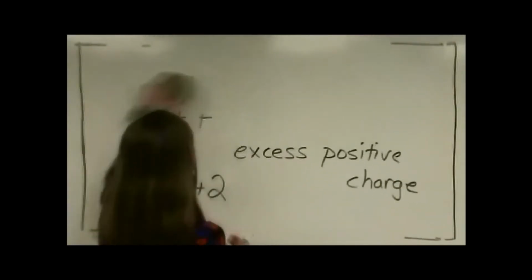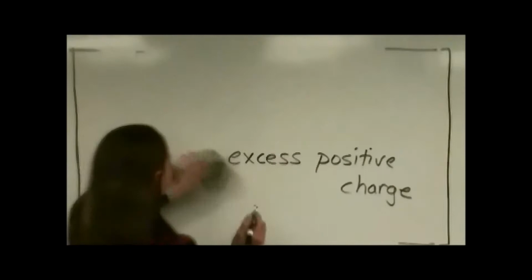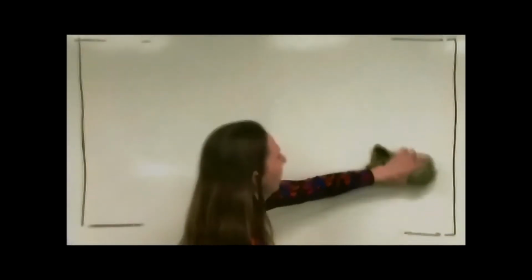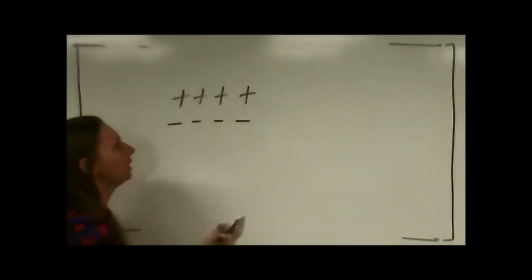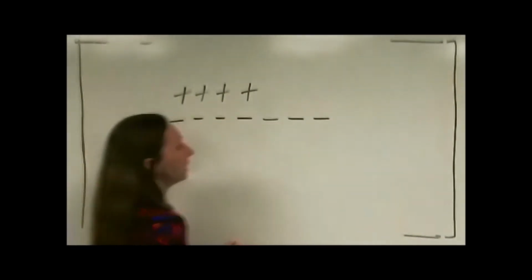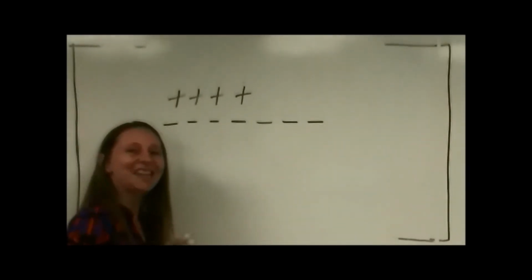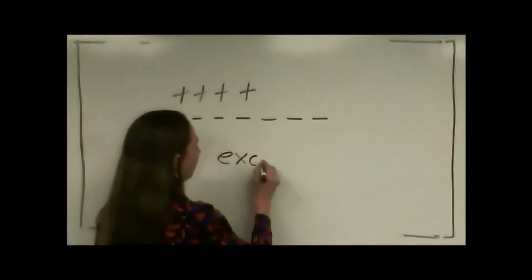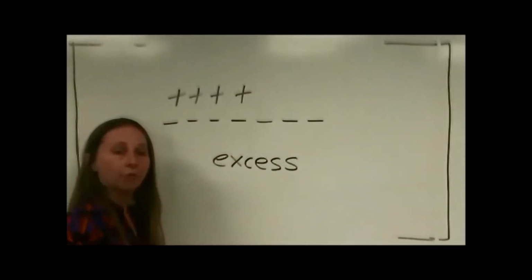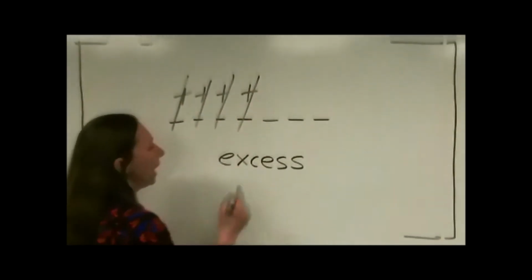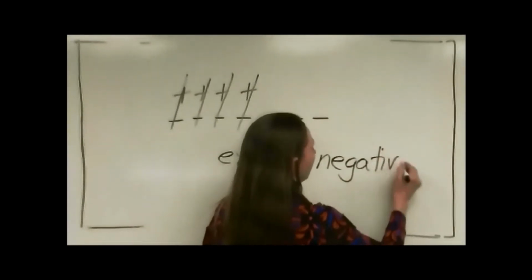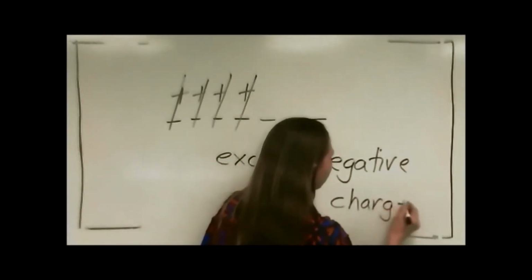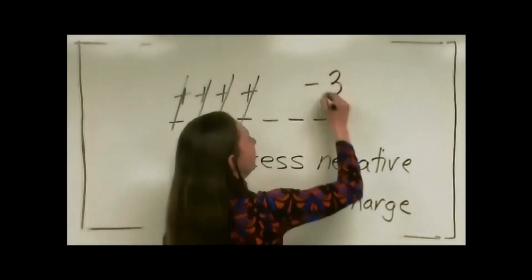What if the object had extra electrons? If the object had 4 protons and 4 electrons, and gained a bunch of electrons, let's say 3, now the object has excess electrons. It has more electrons than protons. So these cancel, and the object now has an excess negative charge. The excess negative charge in this case is -3.